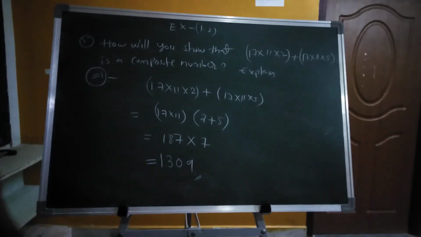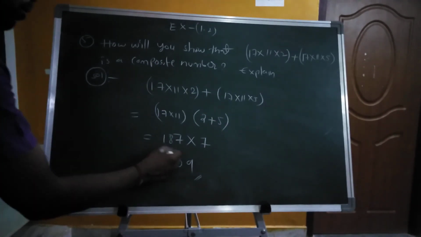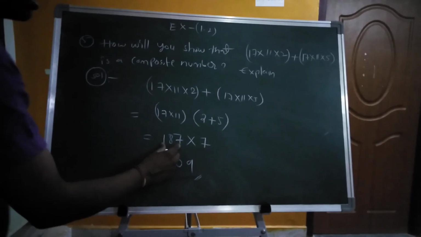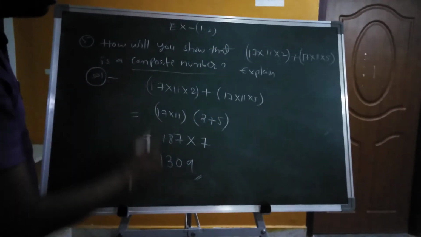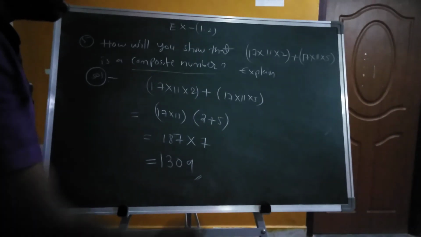Here also the given expression is a product of two integers. It is also a product of two integers, or a product of two numbers. That's why it is also a composite number. This number is also a composite number. Write down your statement.